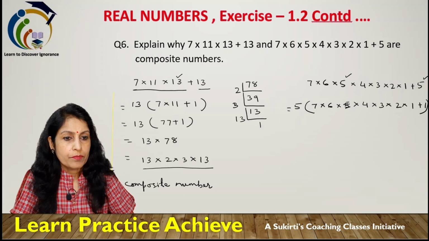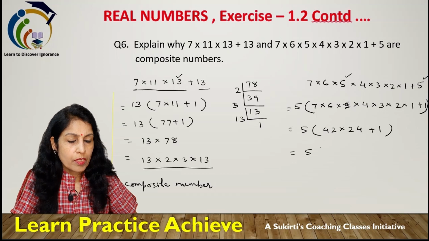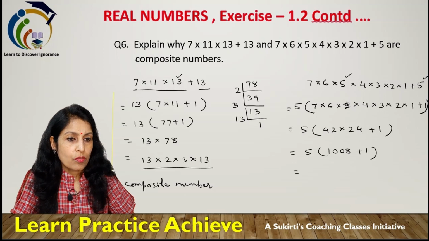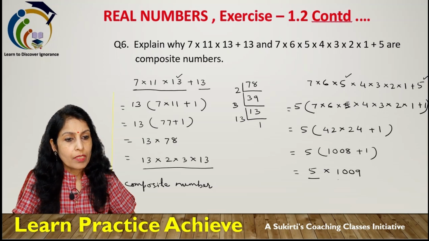Then this is equal to 5 multiplied by 7 6s are 42 into 4 3s are 12, 12 into 2 is 24, plus 1. This is equal to 5 into 1008, and this is plus 1. This is equal to 5 into 1009. Here both 5 and 1009 are prime numbers.